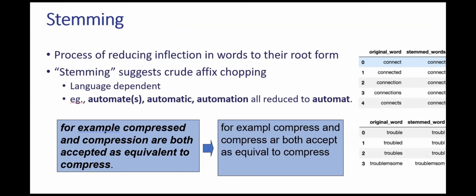For example, compressed and compression, which we can see over here, are both reduced to compress, even though these words differ in terms of the meaning as well as the grammatical form. Despite these limitations, stemming is often used because it helps to improve computational efficiency by simplifying the text and making it easier for machine learning models to process large amounts of text.